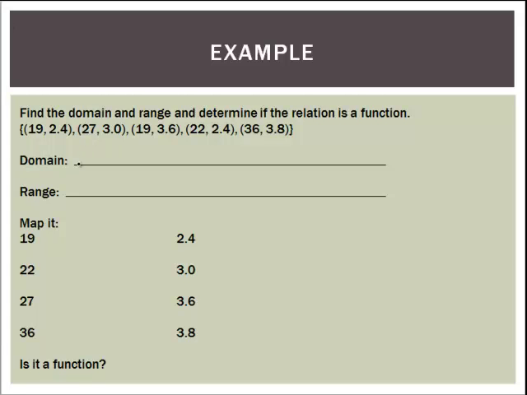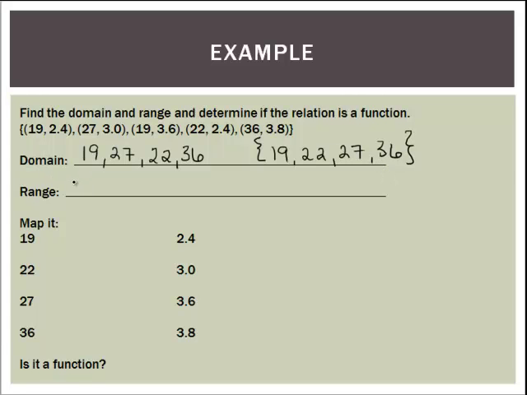So the domain, remember the domain is just the set of all x coordinates. So we have 19, 27, 22, 36. Now you want to put those in numerical order. So when you put them into your brackets, you would have 19, 22, 27, 36. If you do have some that repeat, you just write it down once.